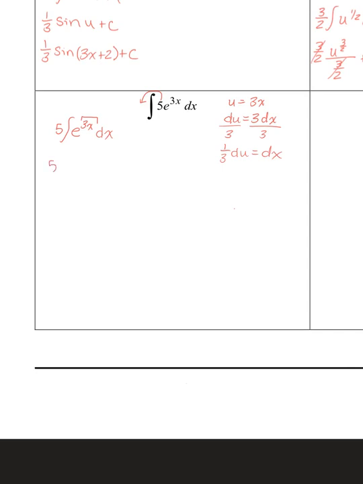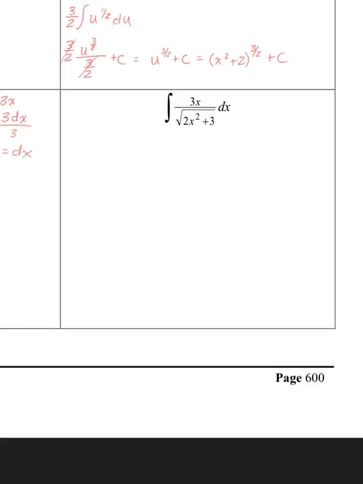So now I leave this 5 out here. I have e to the u, and then I replace dx with 1/3 du. Okay, and again, that's a constant. We can kick it out. Okay, well, the integral of e to the u is e to the u plus a constant, and then we turn it back into terms of x.